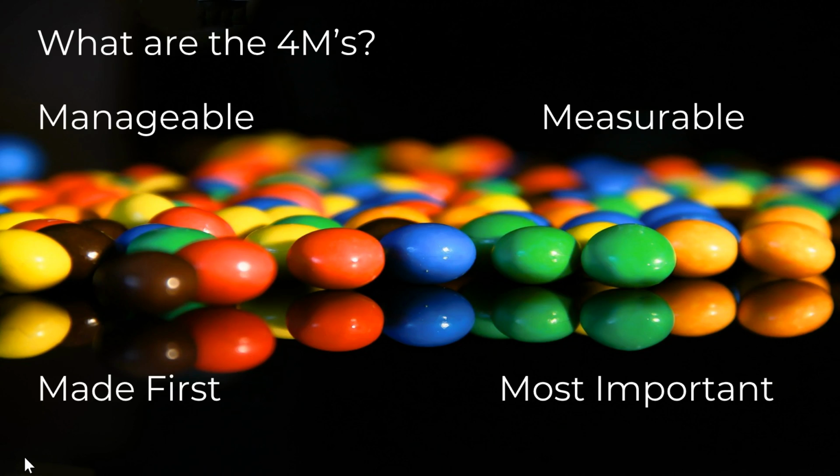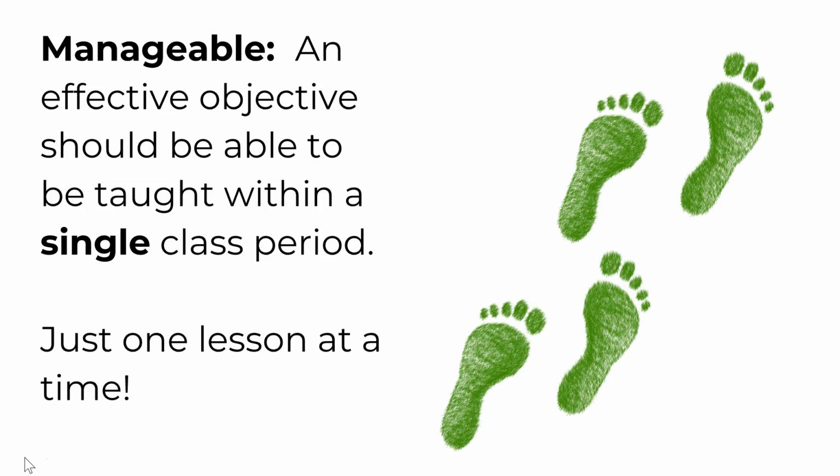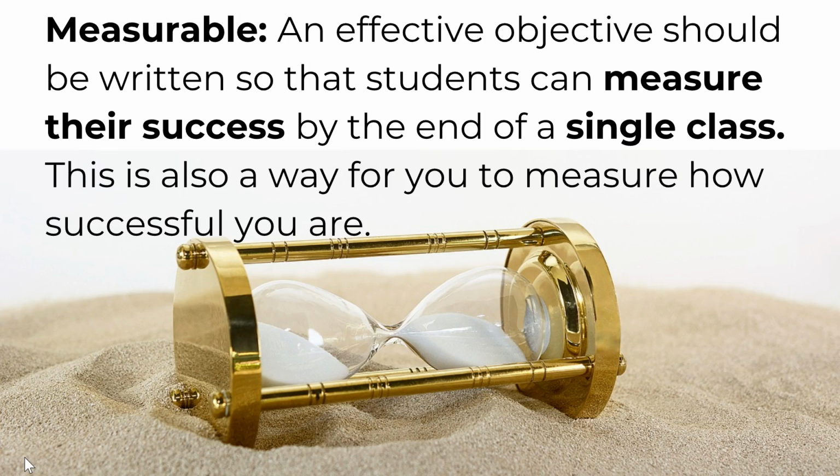Following the reading, I hope you're able to analyze whether your objective met the 4M criteria of being manageable, measurable, made first, and most important. Don't be afraid to go back and make changes to your lesson objective to make sure it adheres to the technique. Your lesson objective needs to be manageable within one class period. This means that learning should realistically be accomplished by most, if not all, students.